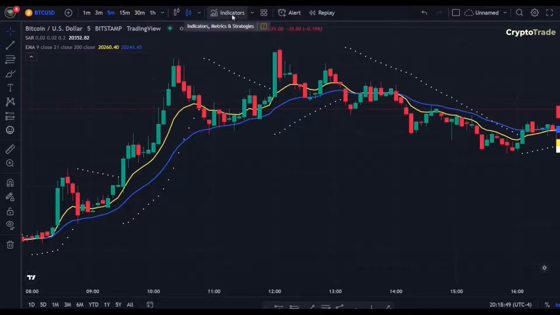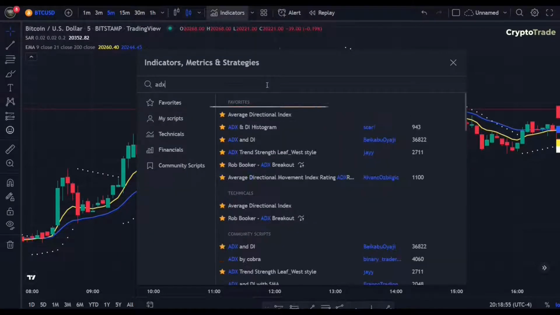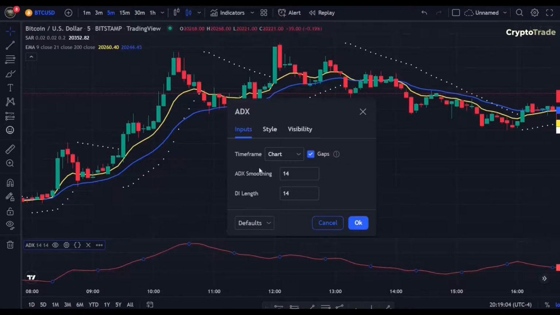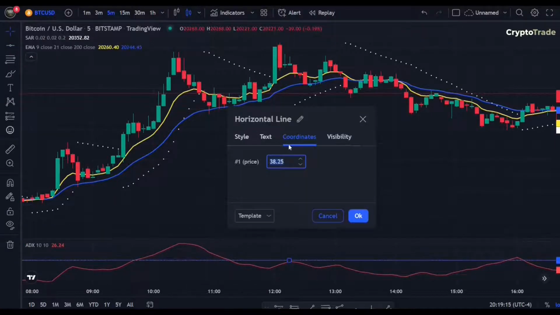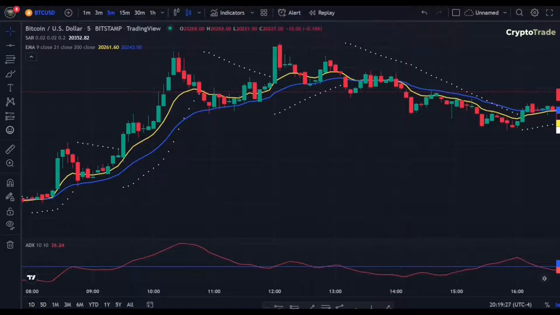To add the third and last indicator, open again the search box and type ADX. Select the average directional index, as shown here in the video. In the Inputs tab, change the values from both boxes from 14 to 10. Draw a horizontal line on the ADX indicator, click 2 times on the line and set the Coordinates tab to 30. Change the color of the line to blue. Click OK to finish. Now the setup is complete.